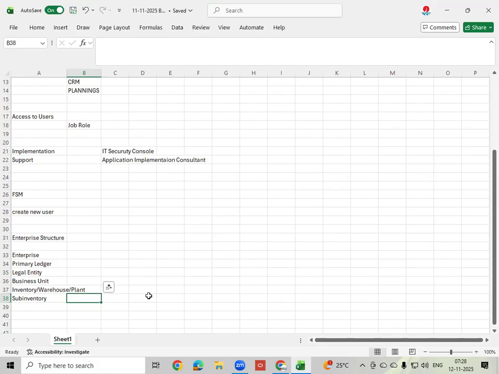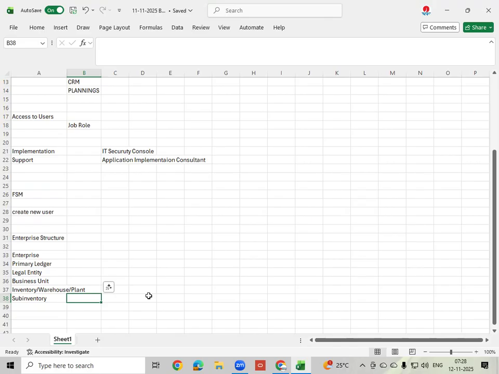If you take the example of only a distribution center, it's also an inventory warehouse, right? So many different sub inventories they will maintain. You take some nearby supermarket. See, in one place they will maintain vegetables.